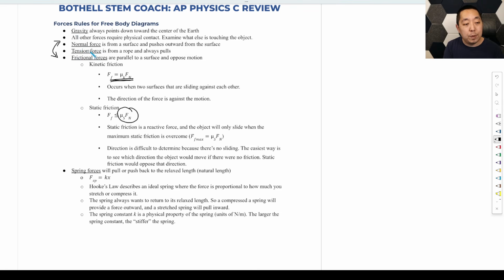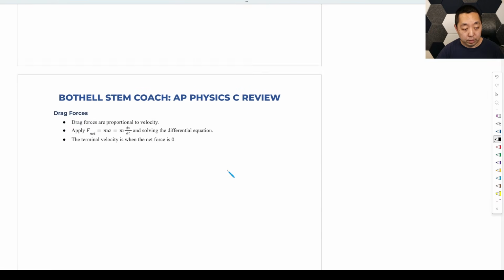Tension forces are caused by a rope. So if there's a rope, it's always going to pull away from the object. And spring forces will always want to restore back to their relaxed length. There is a formula for springs that obey Hooke's law. Its force is proportional to how much it's stretched or compressed. But spring forces can pull or push depending on whether you stretched it and it wants to shrink back to its relaxed length, or you compressed it and it wants to expand out to its relaxed length.